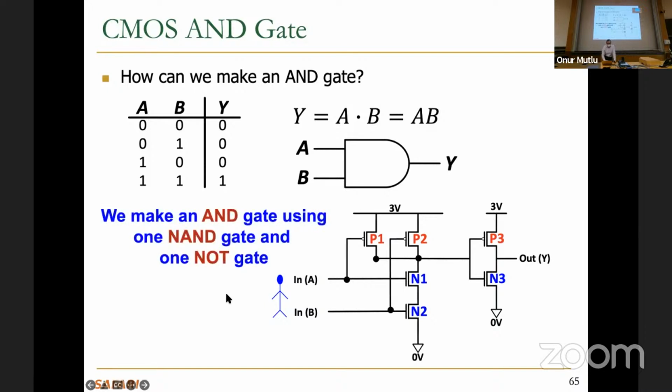Okay, so basically we make an AND gate using one NAND gate and one NOT gate. And that's the downside of this technology. You need to use 6 transistors to make it happen in CMOS. If you had some other transistor technology, maybe you could do better.